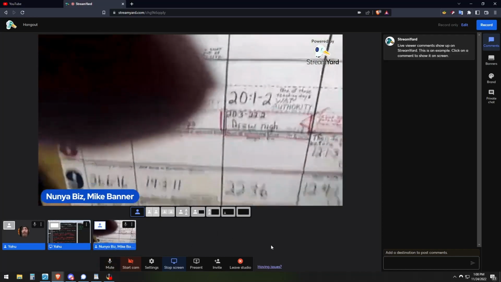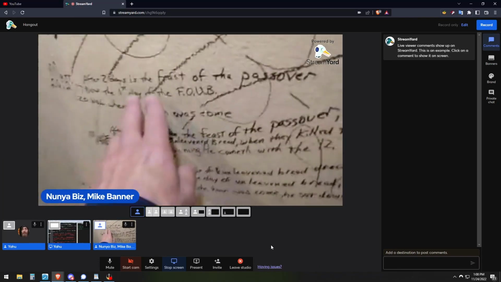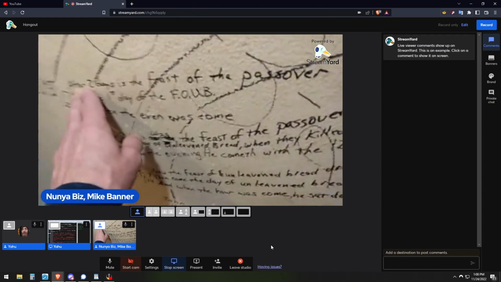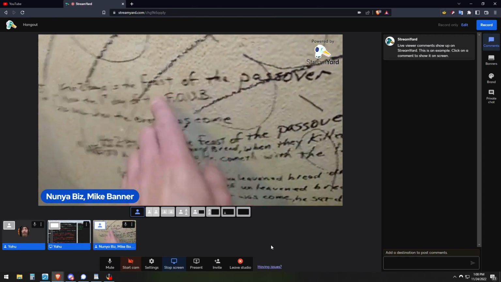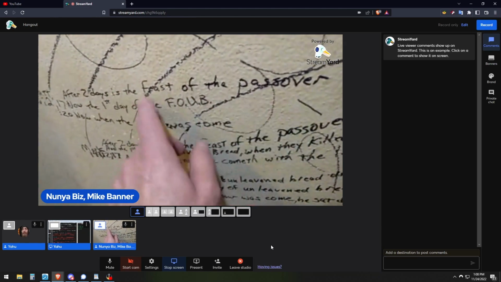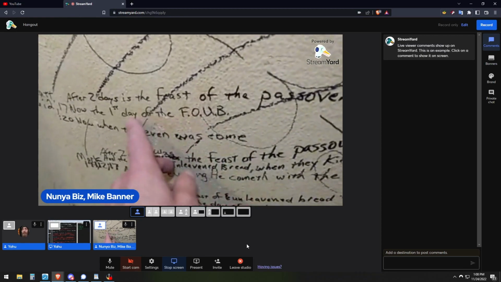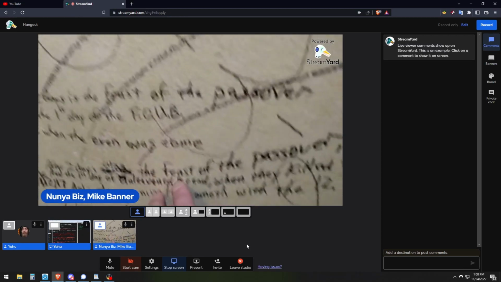So what we see with the funky wording of Matthew, Jesus in his own words says, after 2 days is the feast of the Passover. There is no feast of Passover. There's a feast of unleavened bread. So clearly the authors, whoever. And then again, now the first day of the Feast of Unleavened Bread, it's just some funky wording.